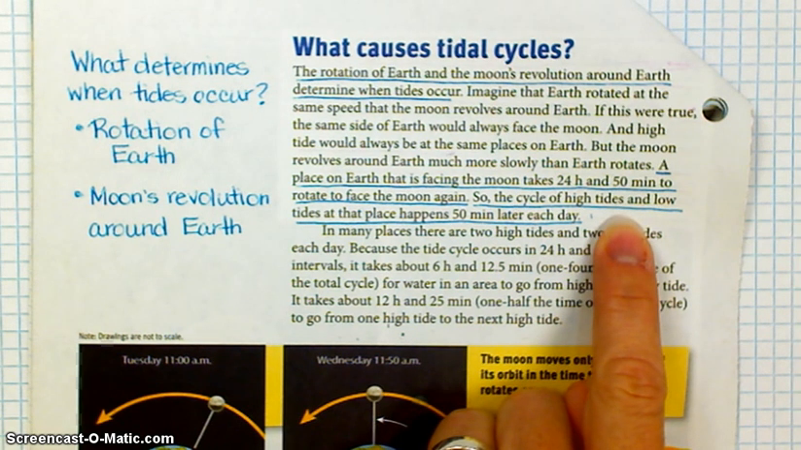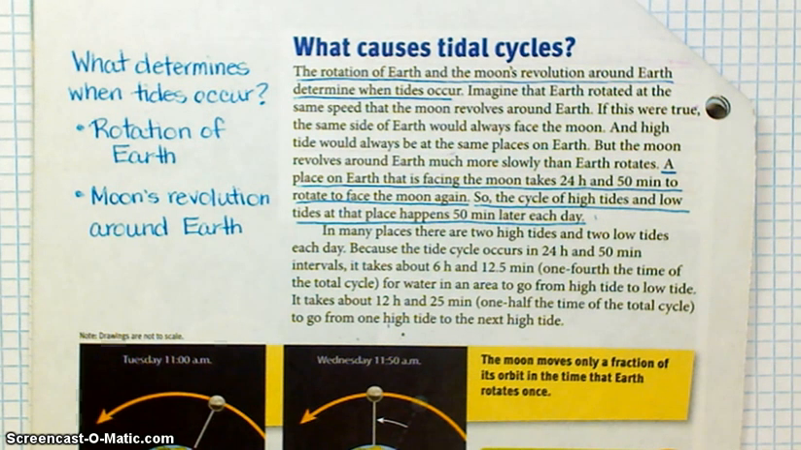A place on Earth that is facing the Moon takes 24 hours and 50 minutes to rotate to face the Moon again. So the cycle of high tides and low tides at any place on Earth happens 50 minutes later each day because of that extra 50 minutes.